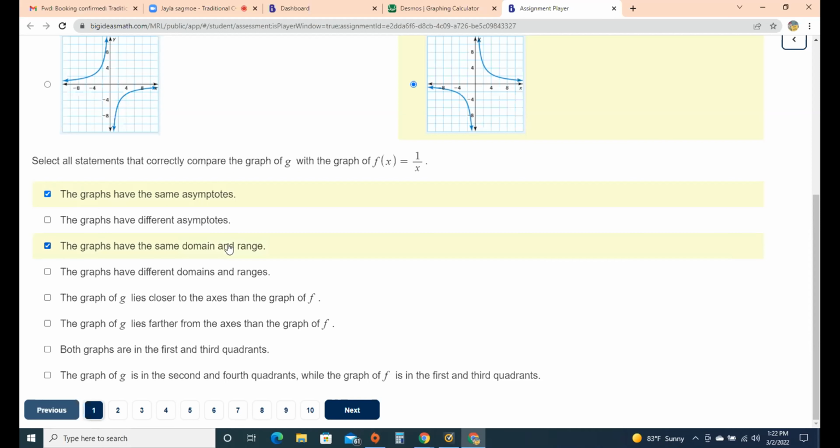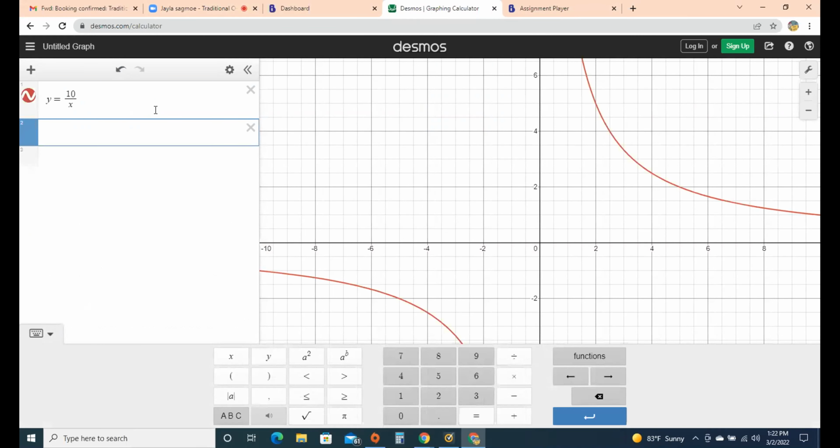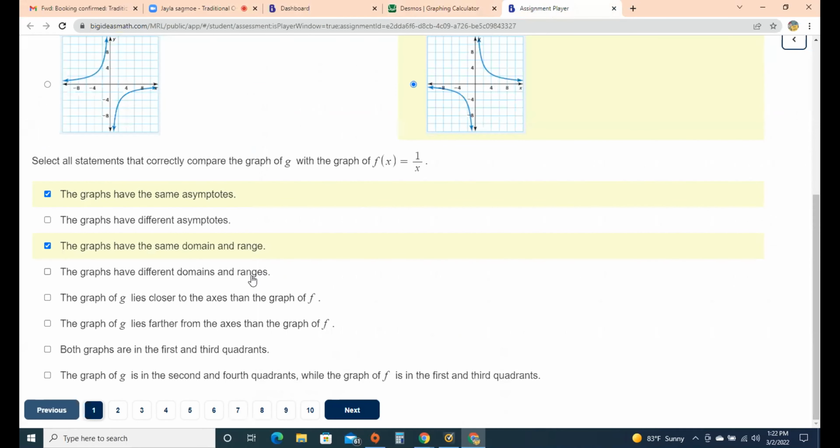Now go back to Desmos and in line 2, graph y equals 1 over x. Do you see how the green one is closer to the axis than the red one? Let's go back to the assignment player for the next two questions. The graph of g lies closer to the graph of x. g is the parent function, so it's actually that g lies farther.